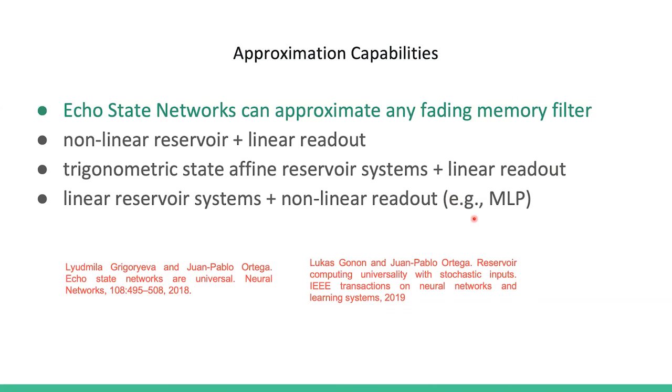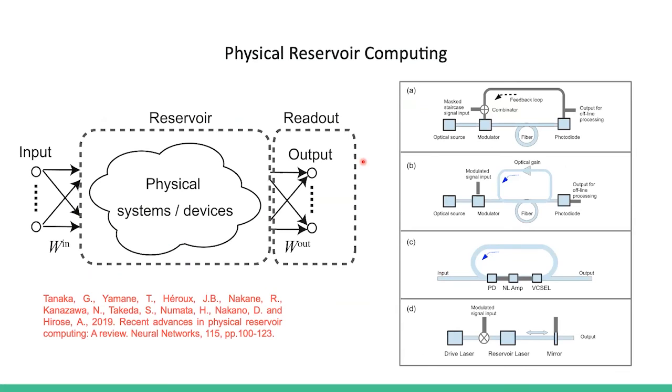From the practical perspective, I tried to summarize this in this slide. The most important thing is that echo state networks can approximate any fading memory filter. This is an important result. By echo state network, I mean a nonlinear reservoir plus a linear readout. But the cool aspect of the theory is that they prove that even if I use a linear reservoir system, so even simpler, provided that my readout is nonlinear, I again have this universal approximation property. This is important from several perspectives, including physical reservoir computing, where sometimes, for example in photonics, nonlinearities are more difficult to implement.